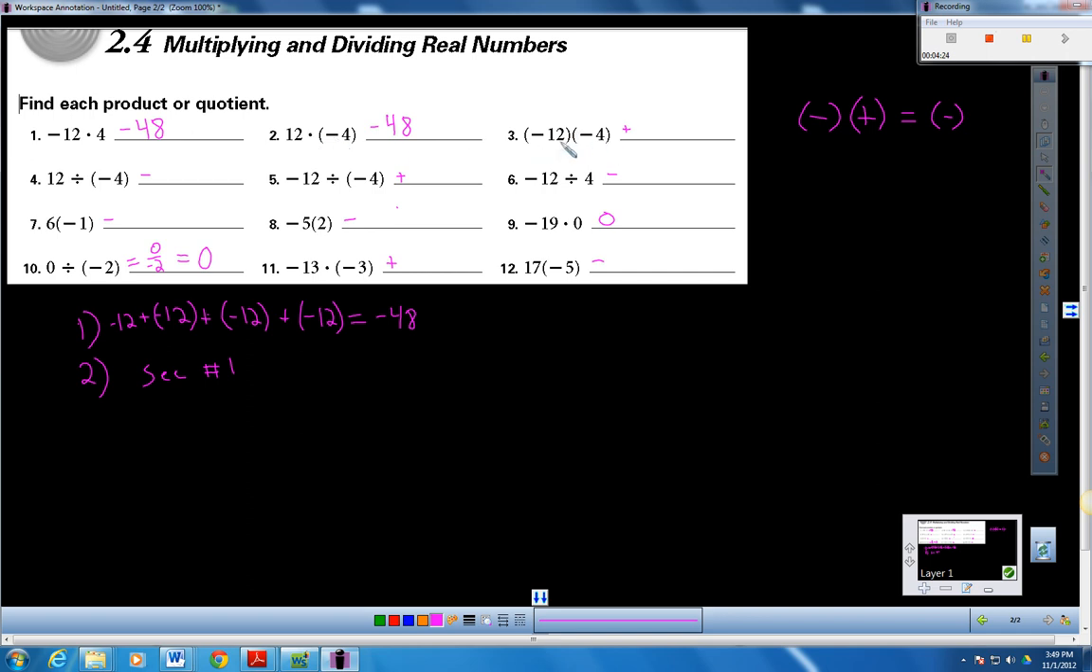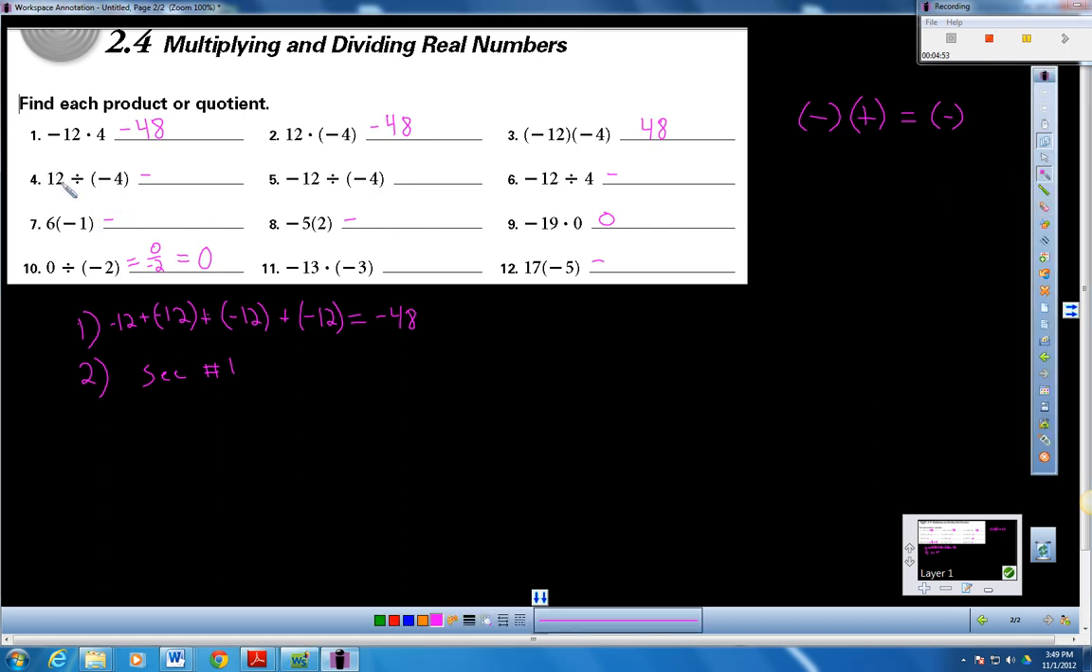And of course, positive 12 times positive 4, I really don't even need that positive 48. That just kind of looks goofy. It kind of looks like I'm in middle school. So I can go back, grab the eraser, and anything that has a positive, I know that I don't need to write that positive. So I'm just going to go ahead and erase that now.